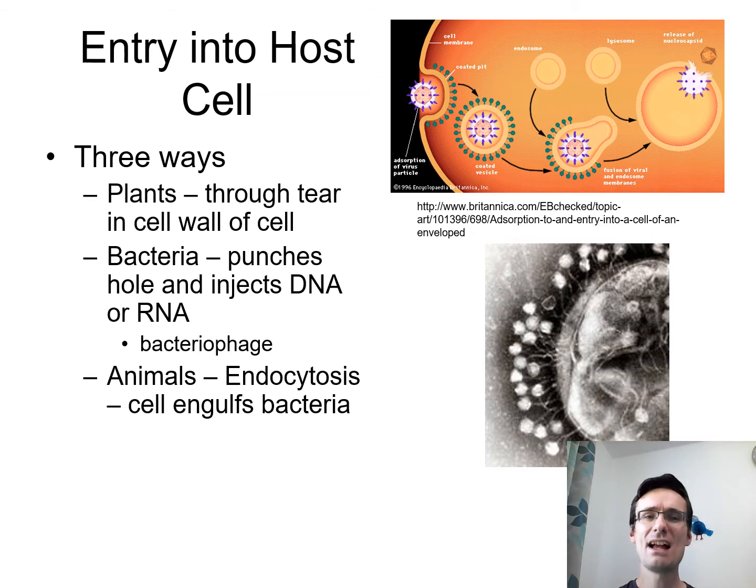How do they get into the cells? Well, it depends on what type of cell they're actually trying to get into. If they're trying to get into a plant cell, they have to tear through the cellulose cell wall. If they're trying to get into a bacterial cell, they'll have to punch a hole and inject the DNA through the cell wall of the bacterial cell, which, as you remember, is made out of peptidoglycan. And if they're trying to get into animal cells, they'll normally inject themselves into it, okay? Or they'll go in via endocytosis, when the cell engulfs bacteria, they'll go in attached almost to that bacteria.